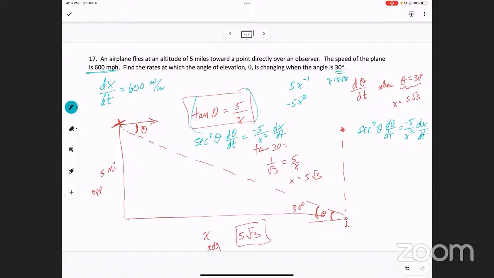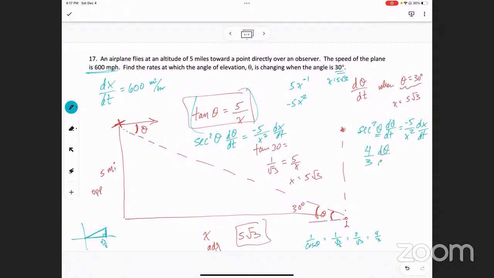So I'm plugging in 30. The secant of 30 degrees, the secant is 1 over cosine, right? And the cosine of 30 is the x value, so it's root 3 over 2. So 1 over root 3 over 2 is 2 over root 3, but it's squared. So secant squared is going to be 4/3.